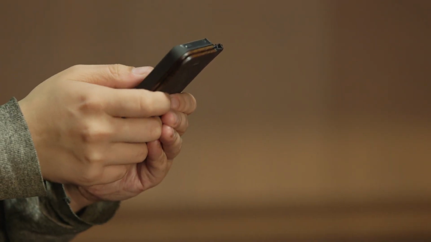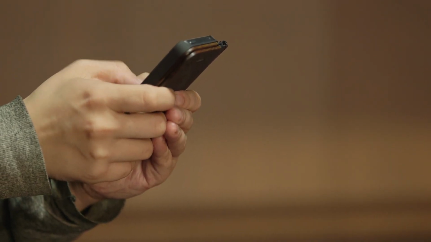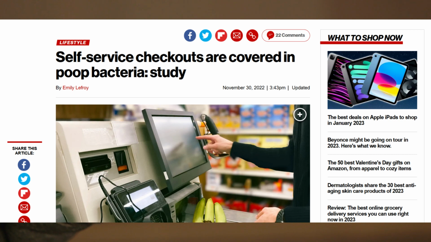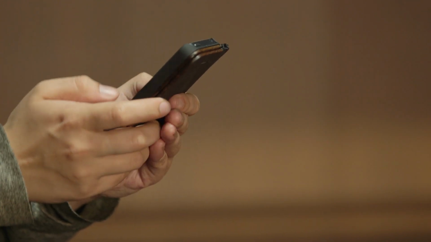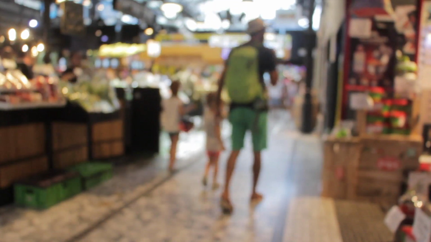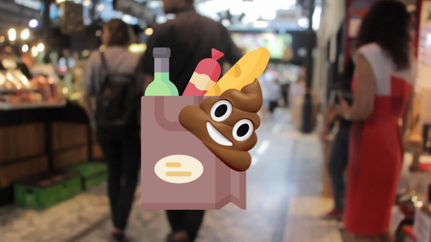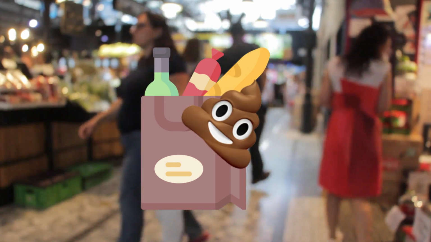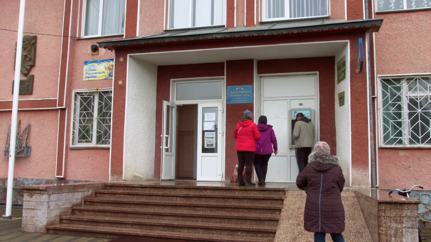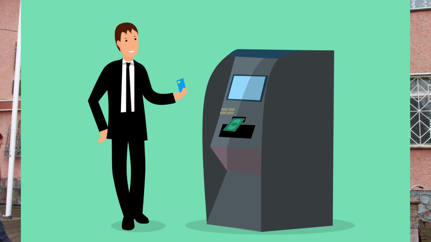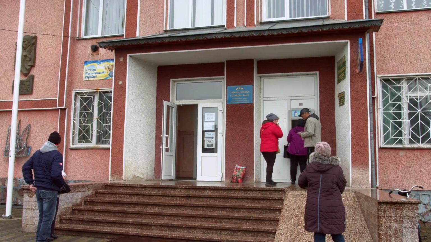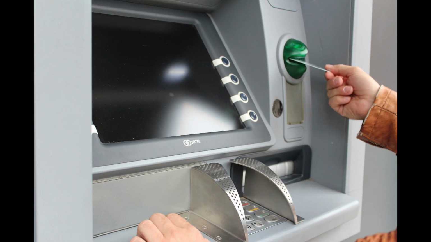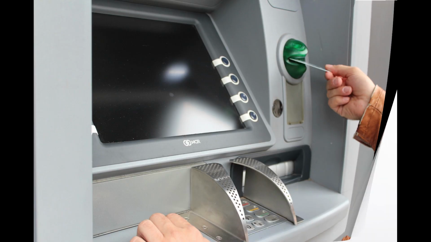One day when I was browsing on my phone, I found news that says self-checkout counters in stores are covered in poop bacteria. I don't know what you think, but I think this means people can get poop bacteria on the groceries they just bought. Well, I don't use those counters a lot, but what I do use a lot is the ATM machine. So I decided to check some ATMs around me for poop bacteria, and hope I will find nothing.